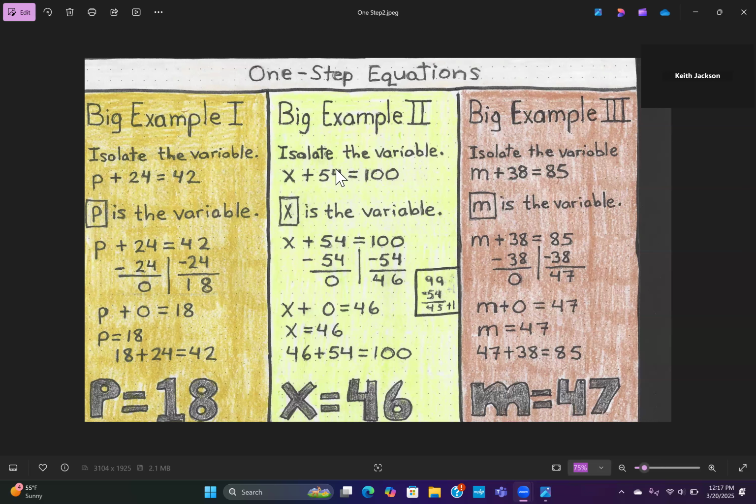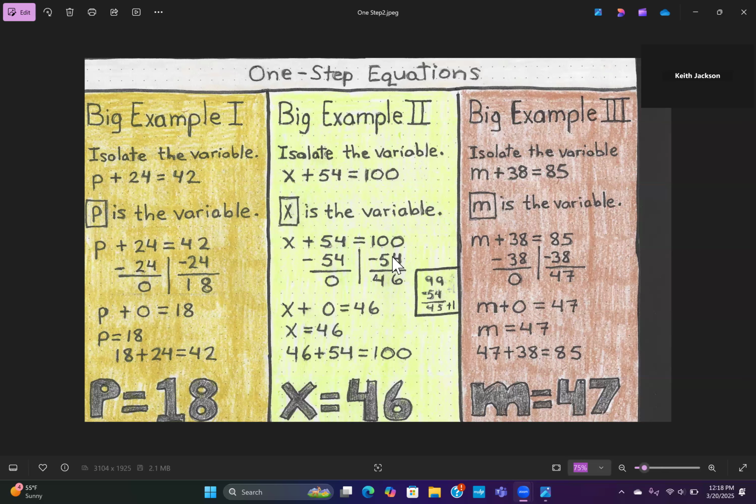And let's move on to big example 2, keeping in mind we have to isolate the variable, y'all, in the one-step equation of x plus 54 is equal to 100, knowing that x is the variable and we have to isolate it. And we're going to do that by subtracting 54 from both sides because we have a positive 54 here. We have to subtract 54 to get a 0 because this number right here, 54, is on the same side of the equal sign as x, and we have to get x all by itself. That's why we're subtracting 54 from both sides.